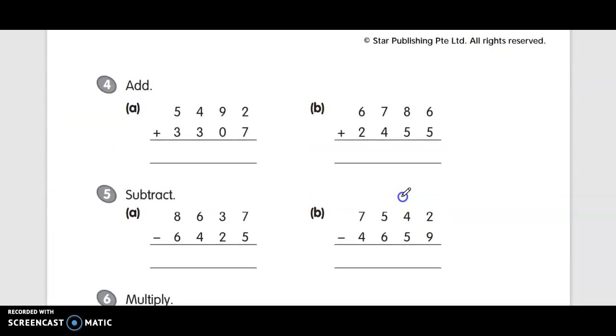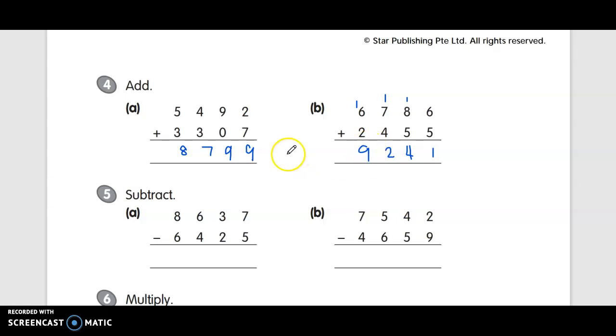Next, question 4, add these numbers. Same thing, 7 plus 2, start from the ones, is 9. 9 plus 0 is 9. 4 plus 3 is 7. 5 plus 3 is 8. Okay, this is very straightforward. There's no regrouping. Question B, 6 plus 5 is 11, so you regroup. 8 plus 1 plus 5 is 14, so 4, regroup. You must show your regrouping, okay? 7 plus 1 plus 4 is 12, and then you add here, 6 plus 1 plus 2 is 9.